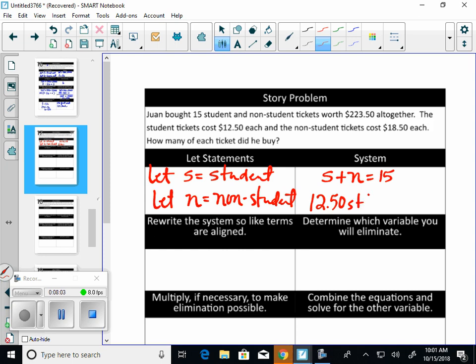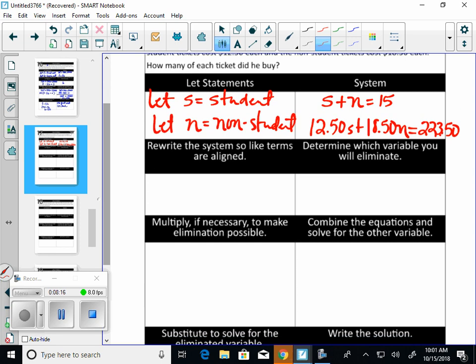plus $18.50 N, and that's going to total $223.50. So the next step says to rewrite the system so the terms are aligned. Do I need to? No, my terms are aligned. Are my S's over my S's and my N's over my N's? So I don't need to fill this box out.